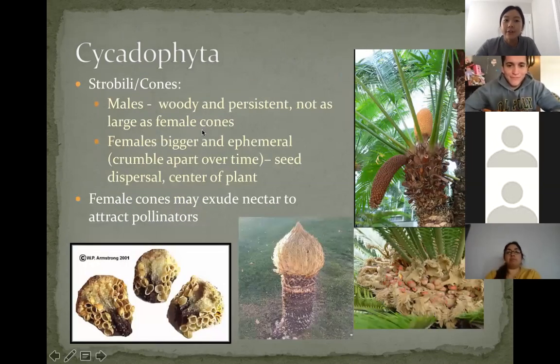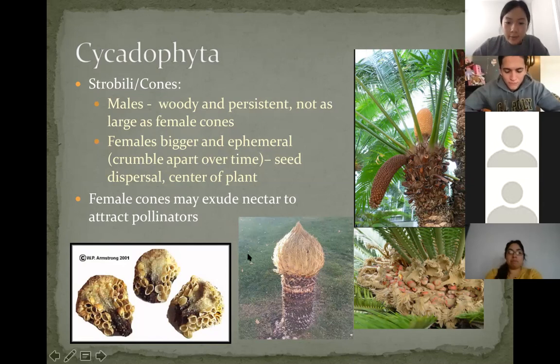Okay, so now for the cones of the Cycadophyta. Now the male cones are usually going to be woody and persistent, meaning that they're going to last a long time. They do get pretty large, but they're nowhere near as large as the female cones. And then the female cones, they're going to be larger in terms of volume at least, but they are ephemeral. When I use the term ephemeral, what that means is that eventually those cones are going to crumble apart over time so that they can disperse the seeds or the pollen.